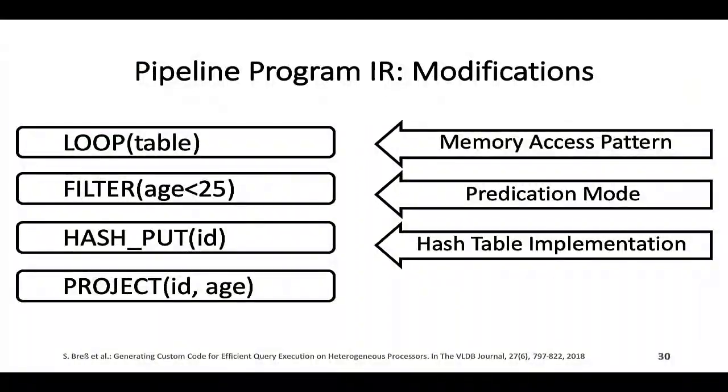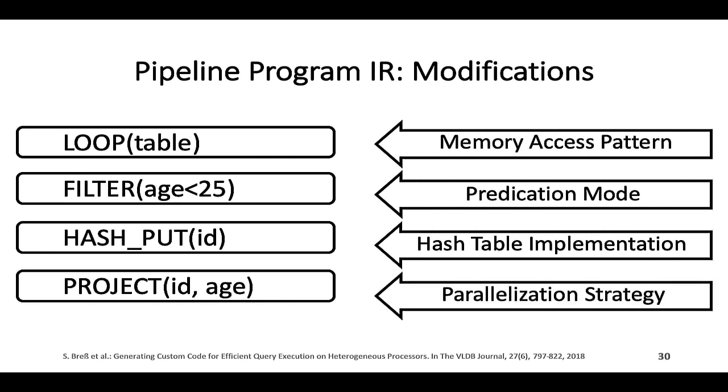Yes. Okay. Then we can adjust the hash table implementations. We can decide for linear probing, cuckoo hashing, different hash functions, whatever would fit our workload and the hardware. And finally, when we project our result, we have the choice of different strategies of how to parallelize our execution and how to write our result in parallel to some output buffer. Depending on the hardware, you need to adjust the strategy as well. So these are the four basic dimensions in which we can adjust the code.